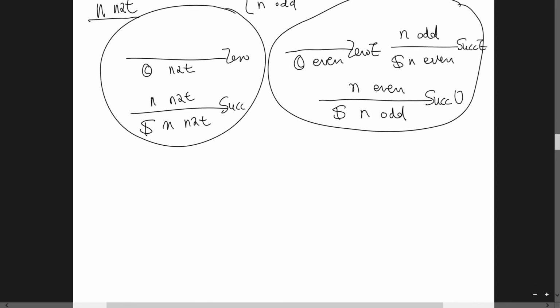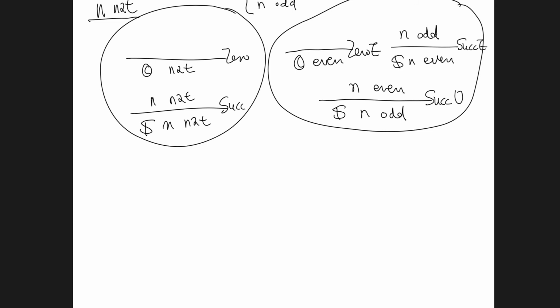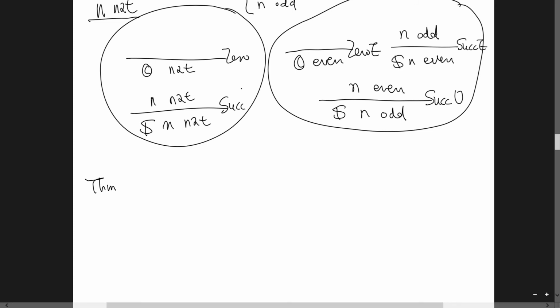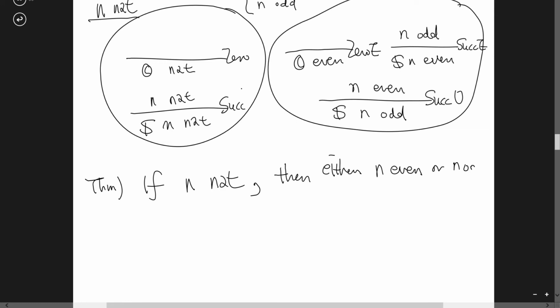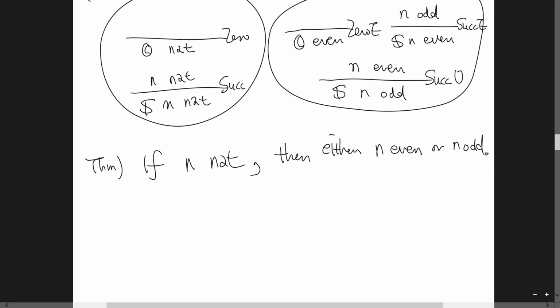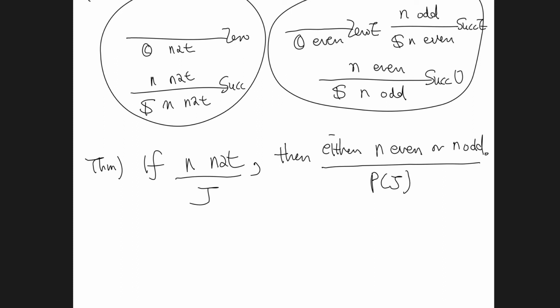Now, given these two systems of inference rules, we'd like to prove this theorem. If n nat holds, then either n even or n odd. So you can think of this judgment as J in the previous statement, and this one as P of J, another judgment that was derived from this judgment J.